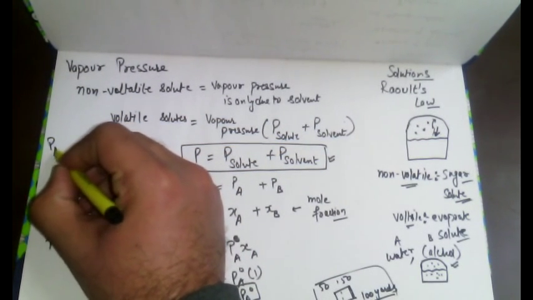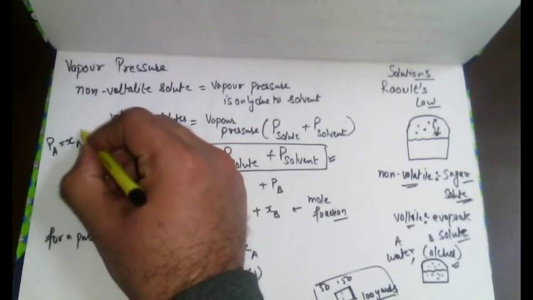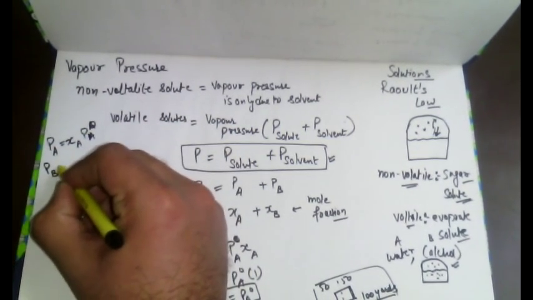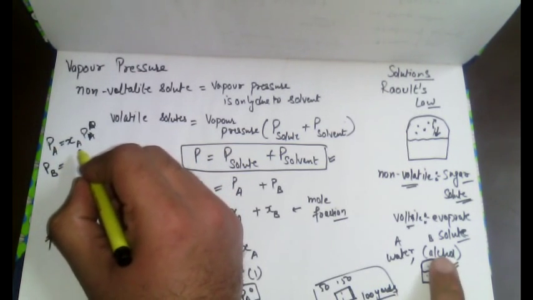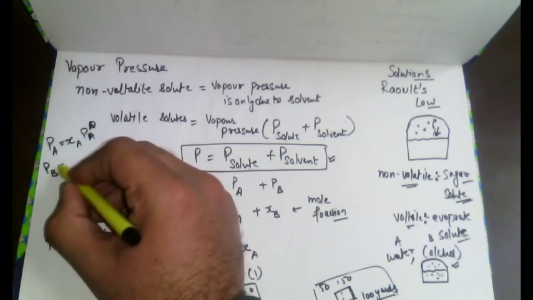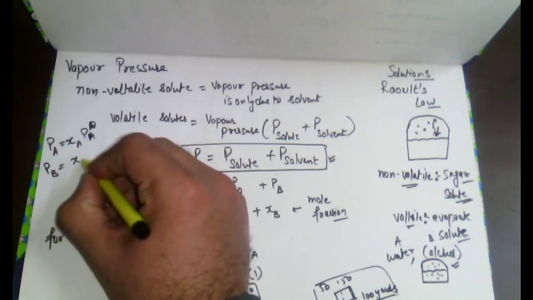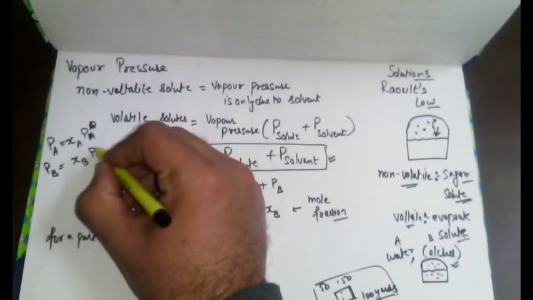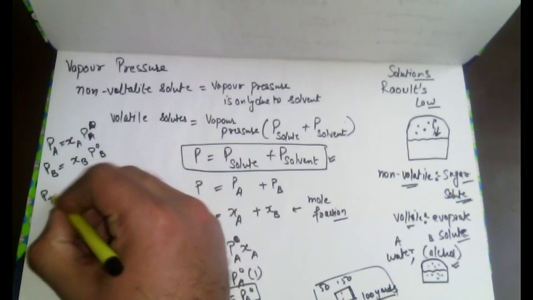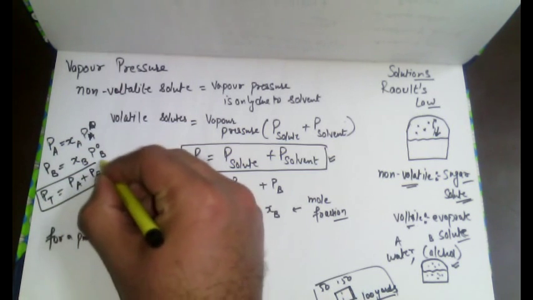If it is binary, meaning it has two components, the overall pressure exerted is by A and by the second component. The partial pressure exerted by the alcohol, designated as B, will be its mole fraction times its pressure in the pure state. Both will be added. So the total pressure is equal to the pressure exerted by both of the volatile liquids.